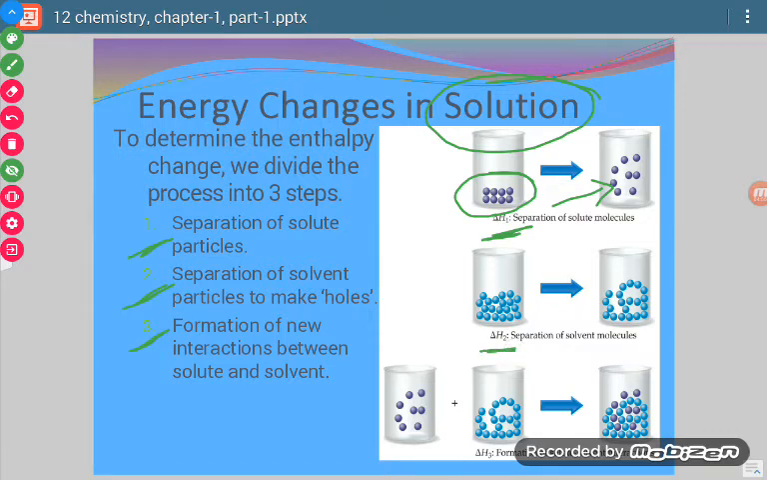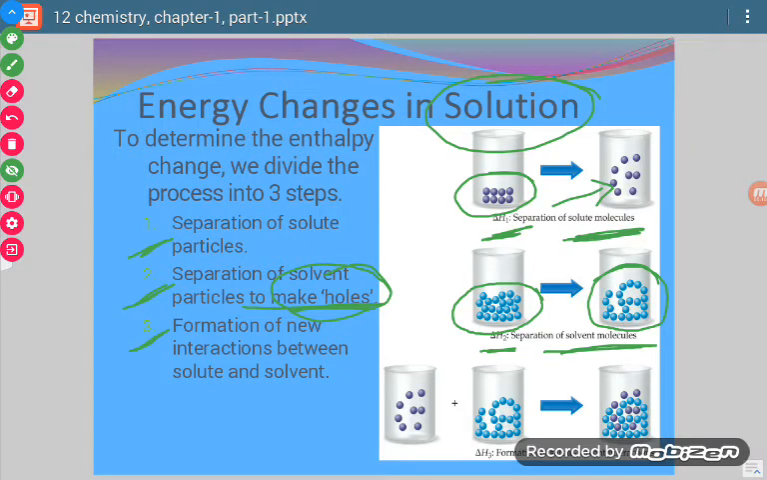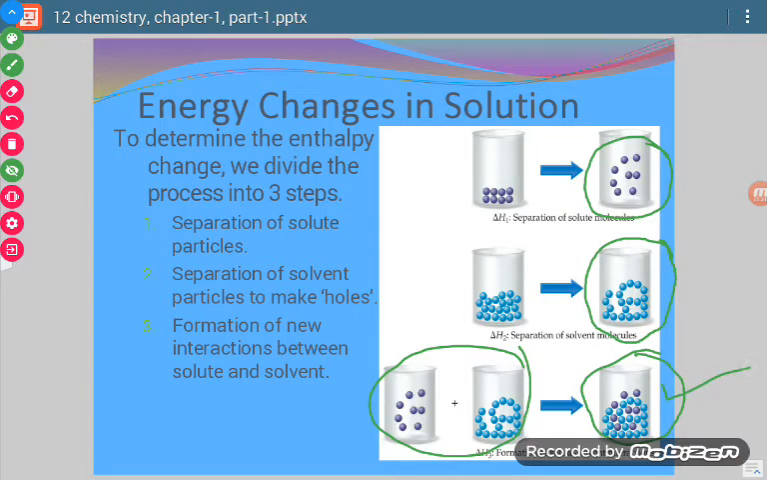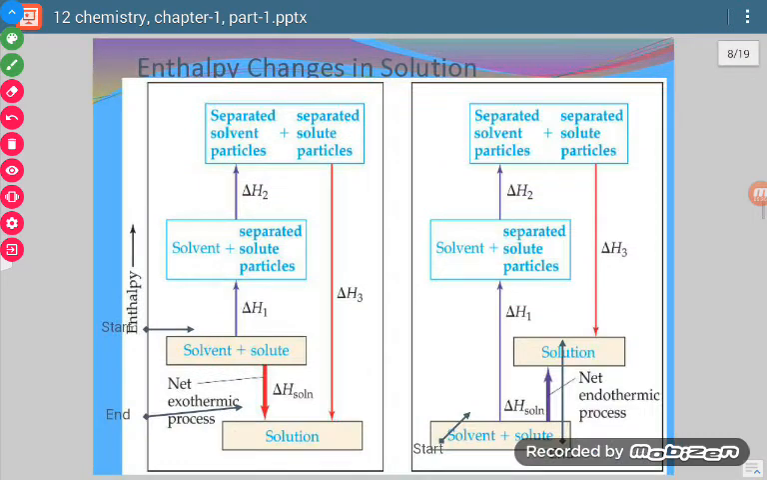Second energy change is the separation of solvent molecules. Solvent molecules are also not far apart, so they will move farther so that there is formation of holes. Why is this required? So that it can accommodate solute particles. Now we have separated solute particles and solvent molecules with holes. These two will combine and there will be formation of the solution. This is the solution. So this way this process occurs.